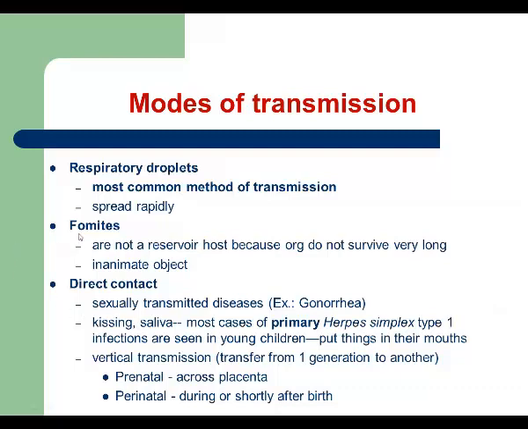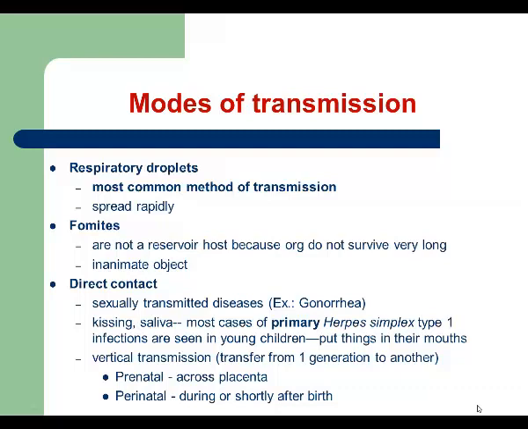The next mode of transmission is what we call fomites. Those are objects around us: cups, towels, sponges, spoons, brushes. Usually, a lot of pathogens are not able to use fomites as a reservoir because they're not that stable, not that resistant. They're not able to survive on the surfaces for a long period of time. But with fomites, infections can be transmitted from one person to another.